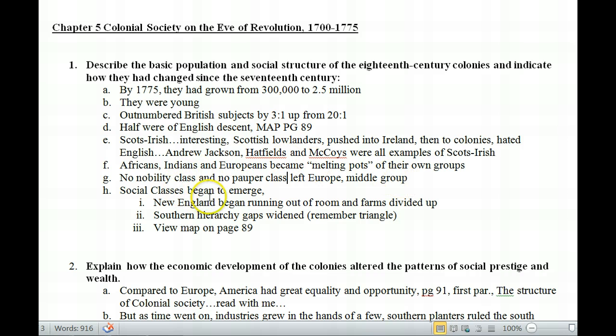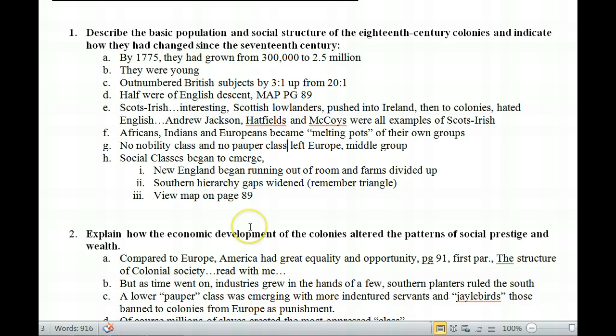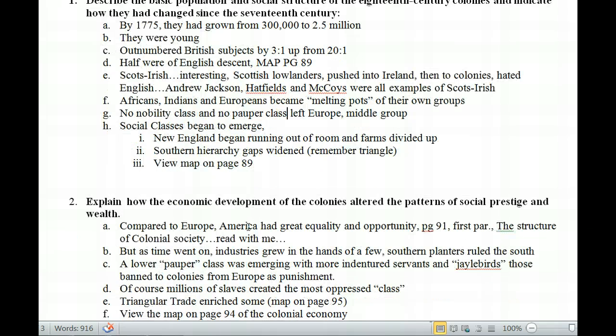But social classes do begin to emerge. New England began running out of room and farms start dividing up. And it's just kind of human nature. The haves and the have-nots start to show themselves. The Southern hierarchy gaps widened and solidified themselves, creating their own dukes and duchesses with these big plantations, the master and the mistress. Remember the triangle. And there's the map again. Okay, so it's easy reading in the beginning, just different, obviously, just diverse from the get-go. That's just how we are.